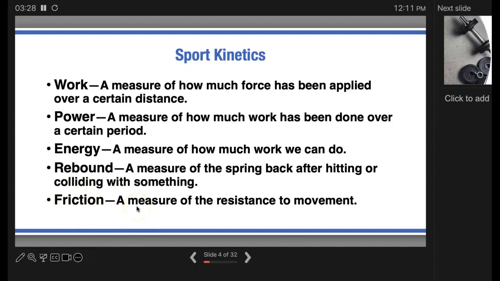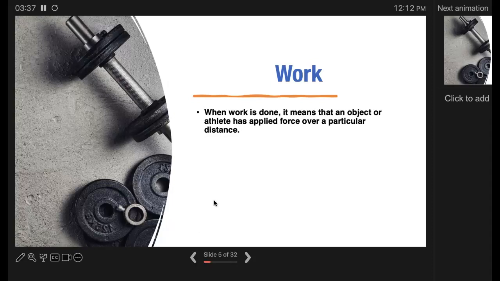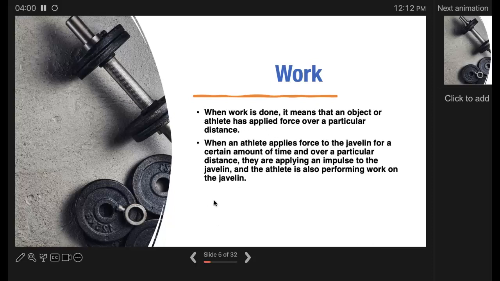And then friction would be the measure of resistance on a certain movement, usually on an inclined plane of some sort. So when work is done, it means that an object or an athlete is applying force over a particular distance. So usually you'd say a car is going miles per hour. You guys figured out how fast you were running in our linear kinetics lab earlier, when we ran outside there. That was how much work you did.